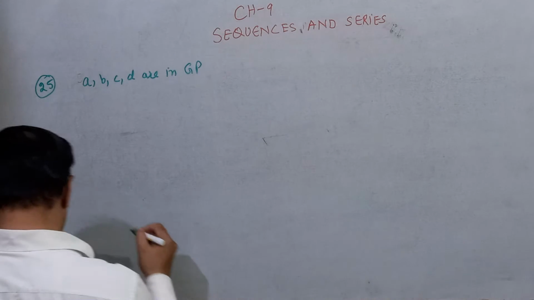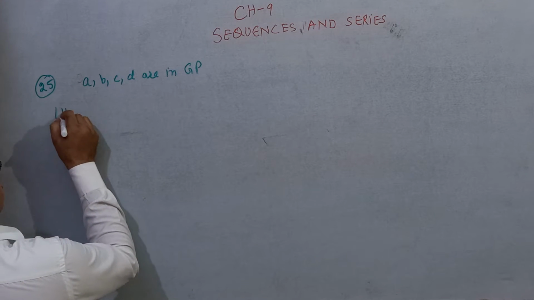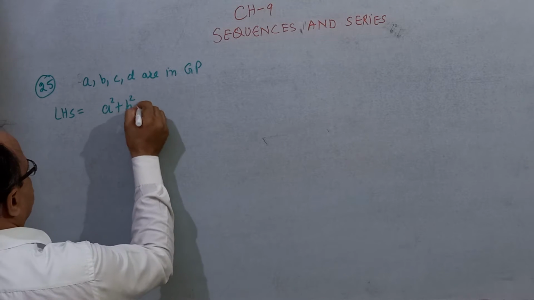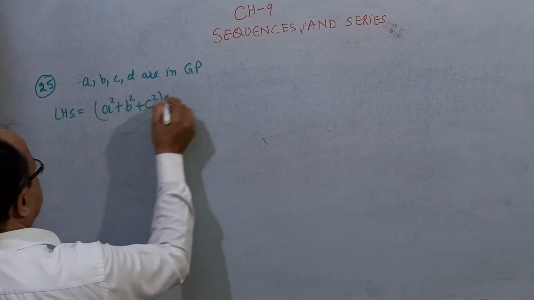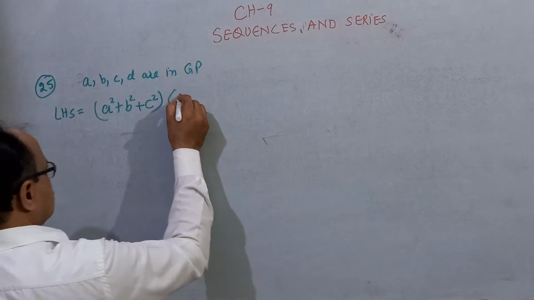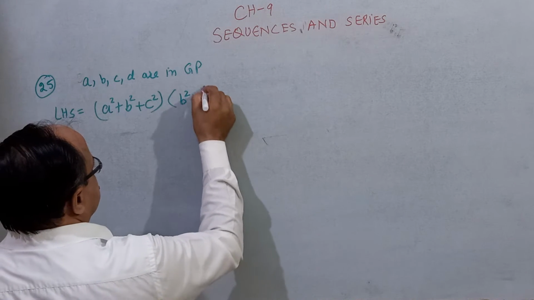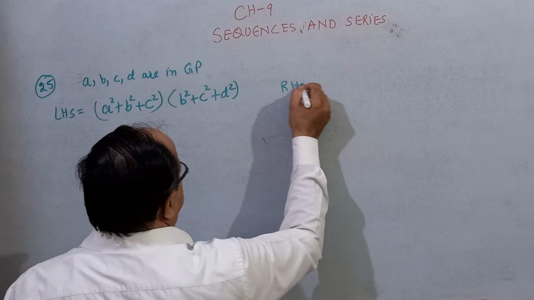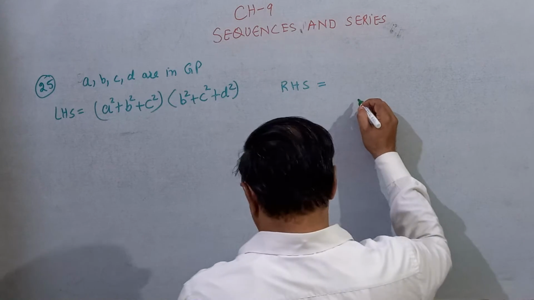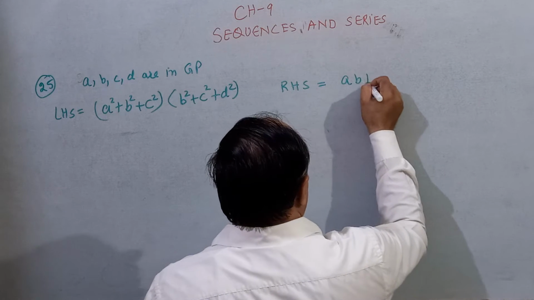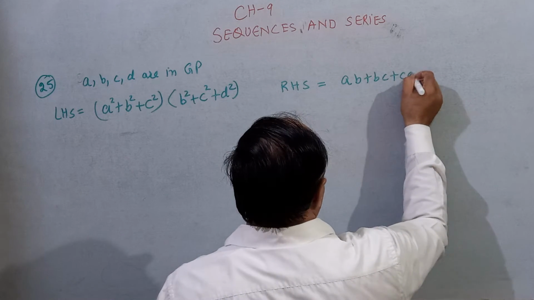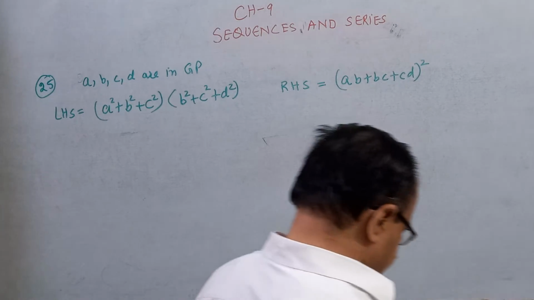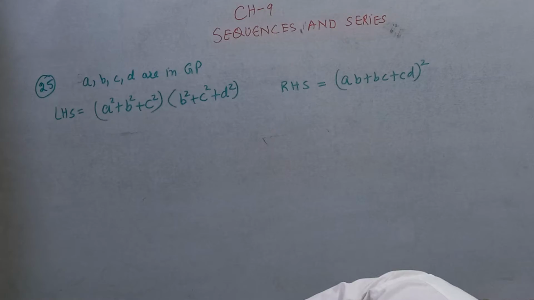the left hand side, A square plus B square plus C square, multiplied by B square plus C square plus D square, and the right hand side, that is AB plus BC plus CD whole square. This is the right hand side. Clear?